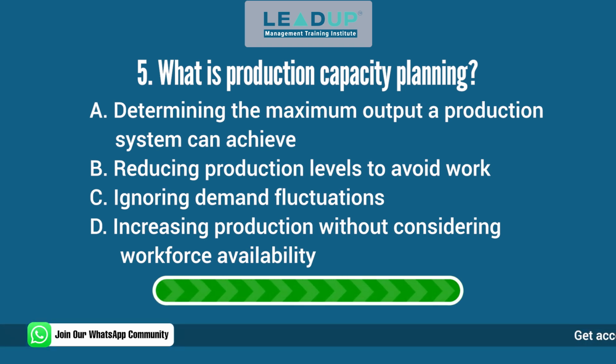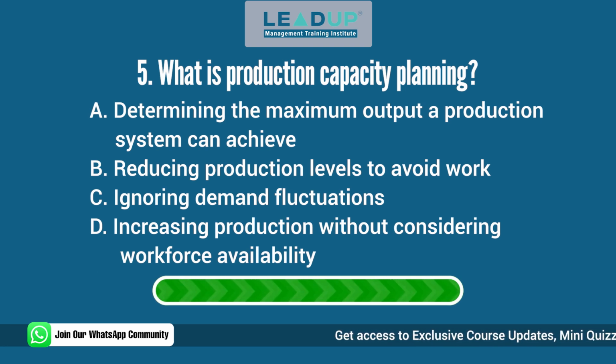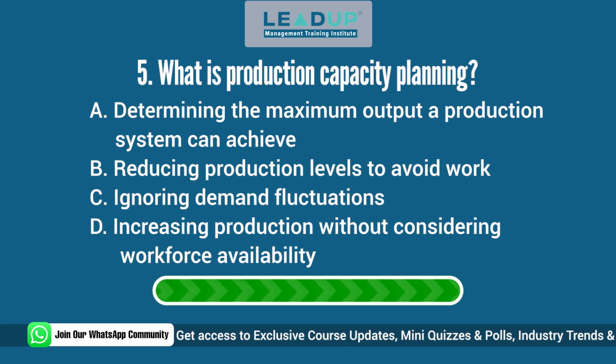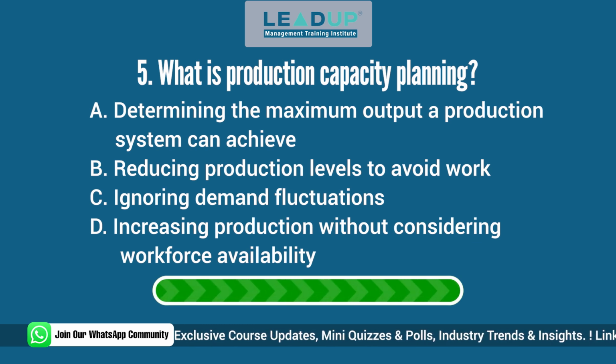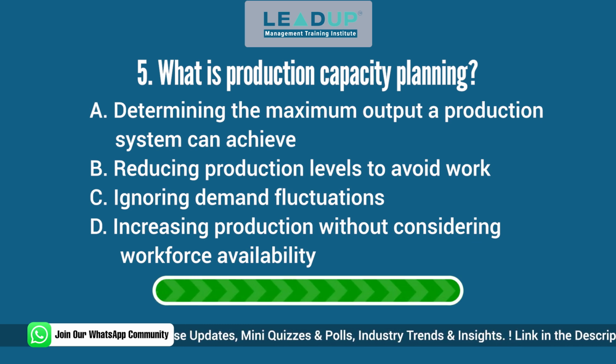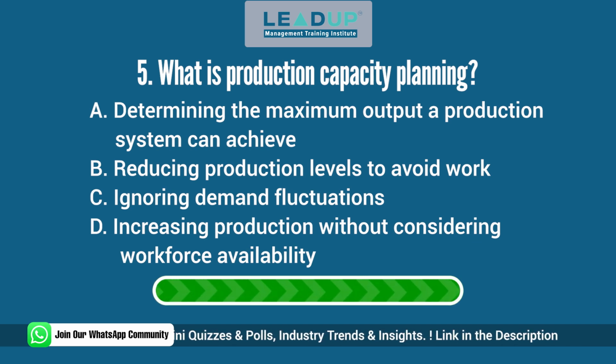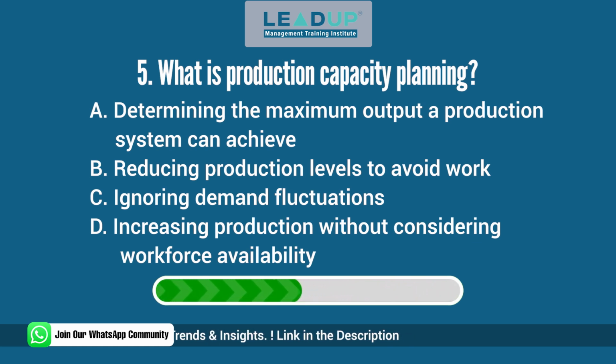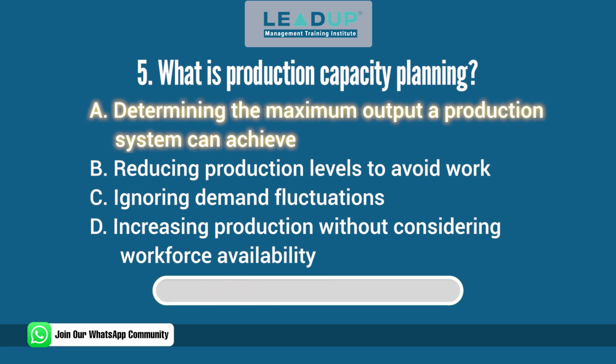Question 5. What is production capacity planning? A. Determining the maximum output a production system can achieve. B. Reducing production levels to avoid work. C. Ignoring demand fluctuations. And D. Increasing production without considering workforce availability. The answer is determining the maximum output a production system can achieve.